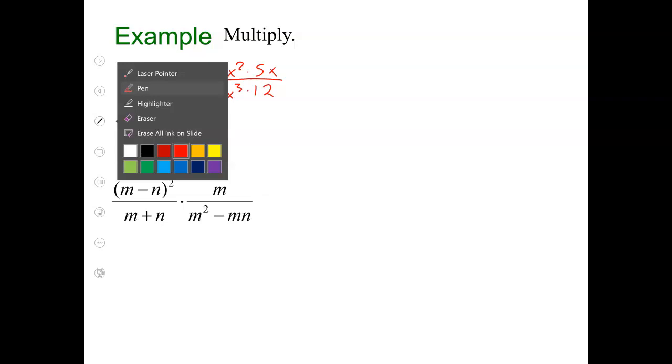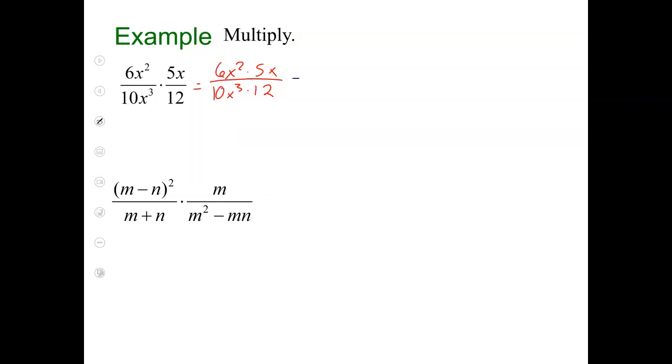So leave it factored and then maybe factor it a little bit more and just look for commonality between the two. So when I look at my first fraction, I can just go ahead and write it as 6x squared times 5x over 10x cubed times 12. It's all one big fraction. And now I can look for things that are in common. I'm going to group my numerical coefficients together just to make it a little bit easier to see. All I did was rearrange it so that all my numbers are in the front, my variables are in the back.